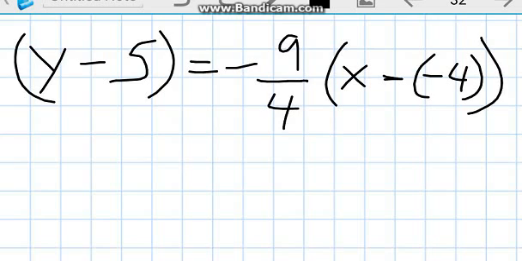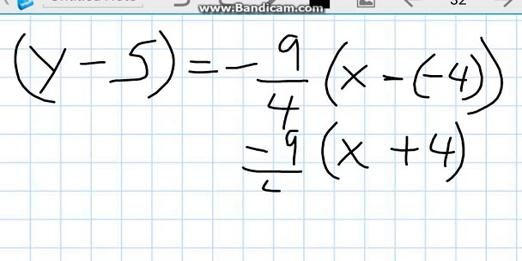Now we just work this out and solve for y like we have in the past. We will have to work with fractions, so please make sure you are good with fractions. Let's resolve this negative issue. We have x minus -4. That's basically saying x plus 4. And I'm just going to rewrite everything.